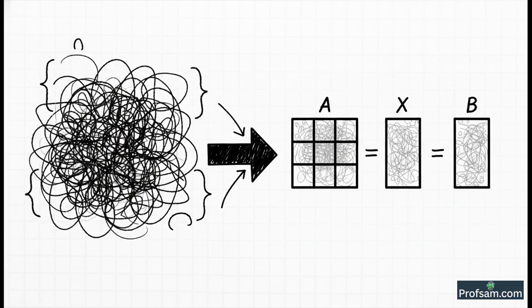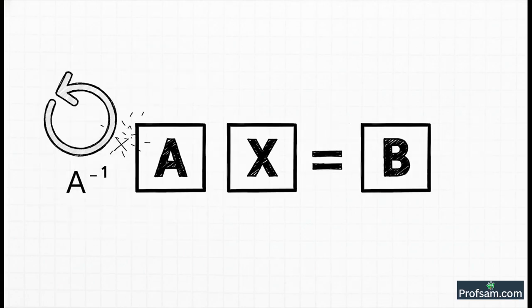Let's call it A. All the variables, X and Y, go into another matrix, X. And the answers on the other side go into a third matrix, B. Suddenly, that big, messy system becomes one simple, neat equation, AX equals B. So, if we have AX equals B, how do we find X?